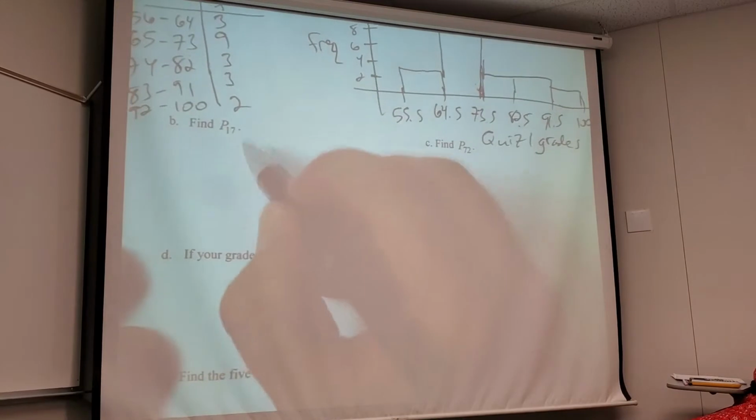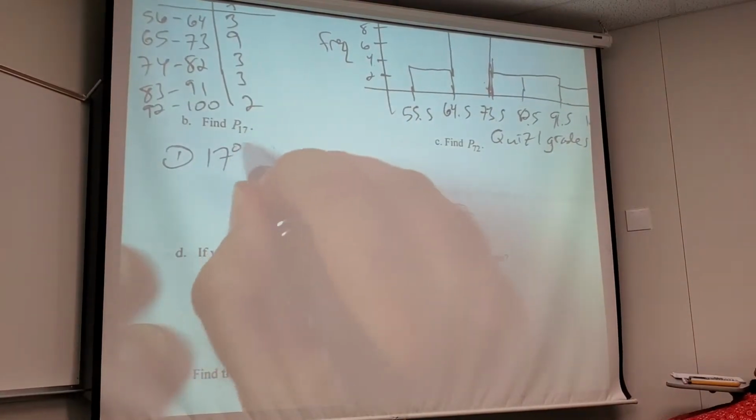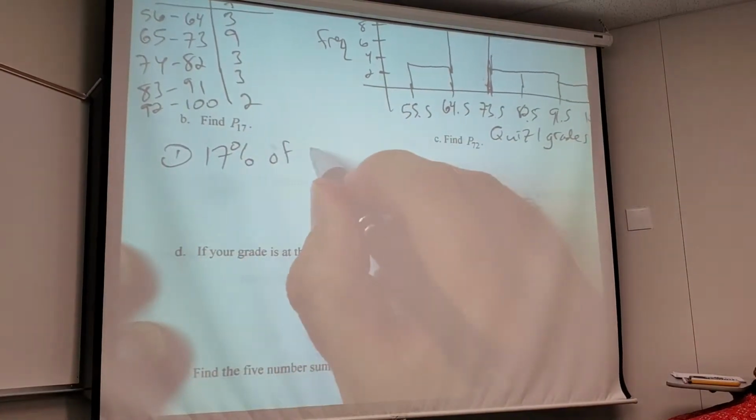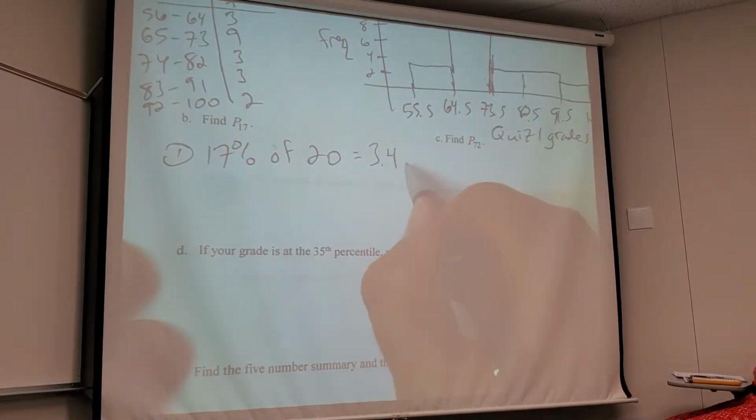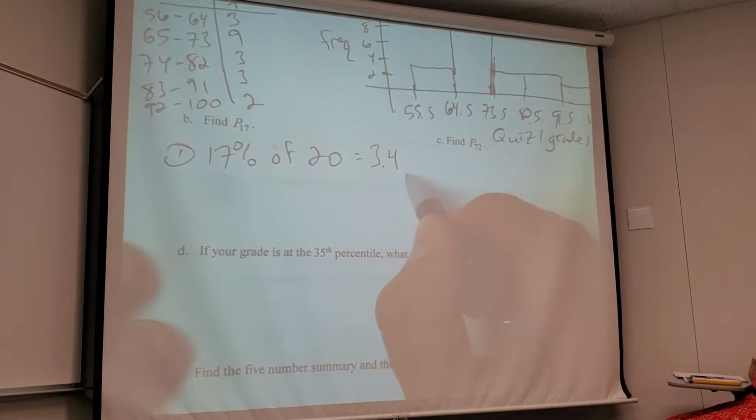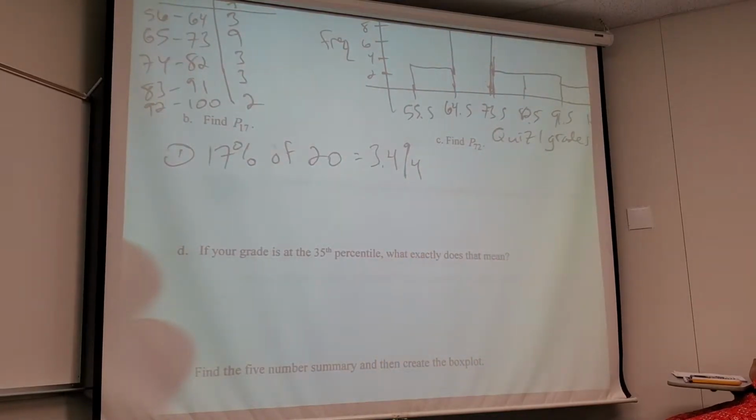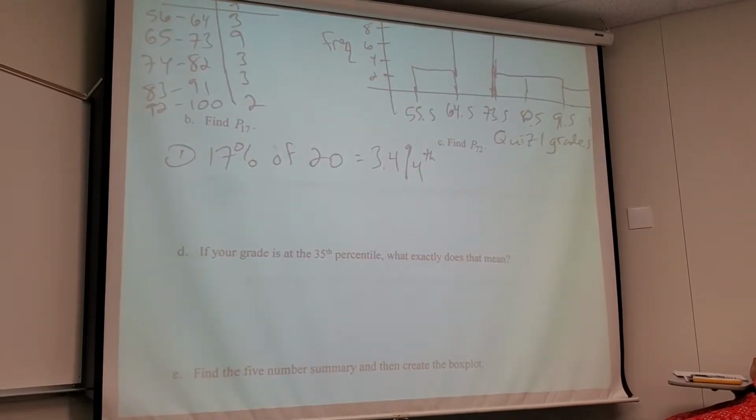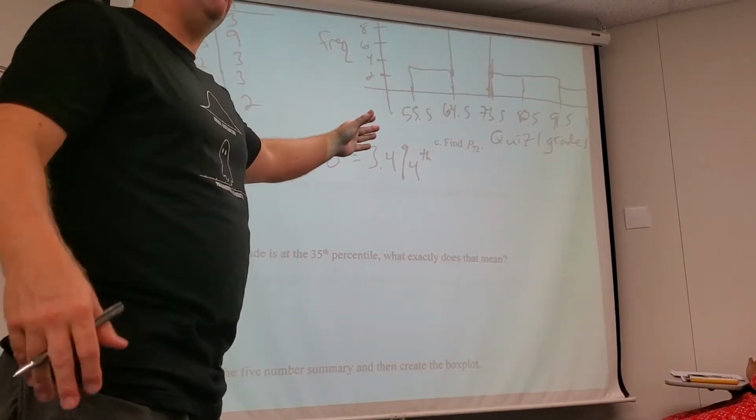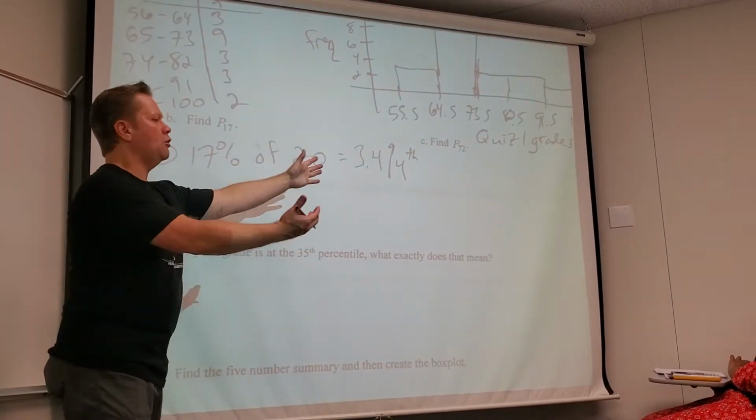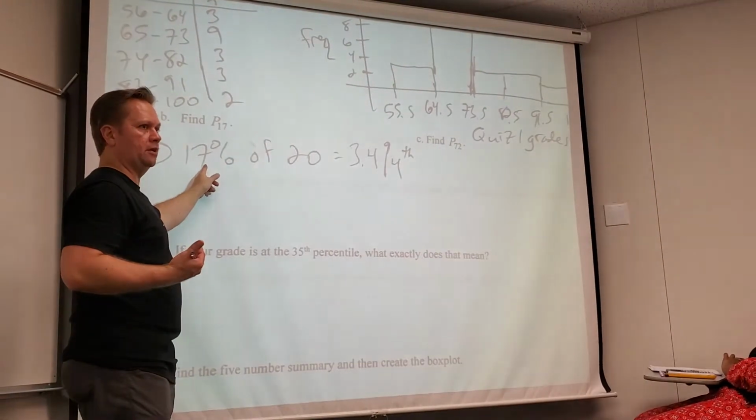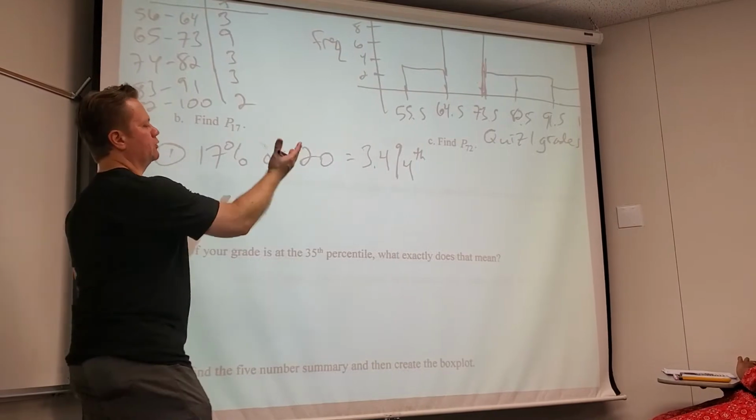Okay. P17, the first step would be, and then what do you do with this? Always force it up. Why? Because if I go to the 3.4th number, is there a 3.4th number? No. But if I go there, I have 17% below. So if I go to 3, do I still have 17% below? No. That's why we always round it up.